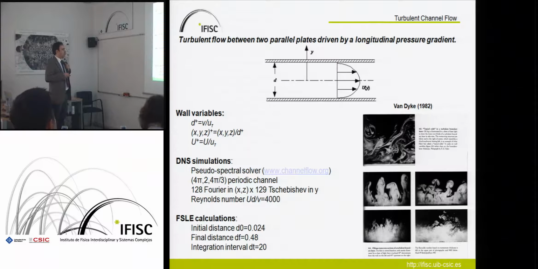And of course, we did our FSLE calculations by defining the initial distance and the final distance, and also a particle integration interval. The reason we chose this turbulent channel flow is because this is a very well-studied canonical turbulent flow, and we know that it's very rich in terms of Lagrangian coherent structures, as you can observe here.